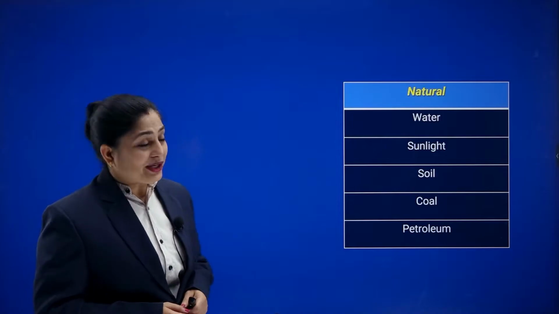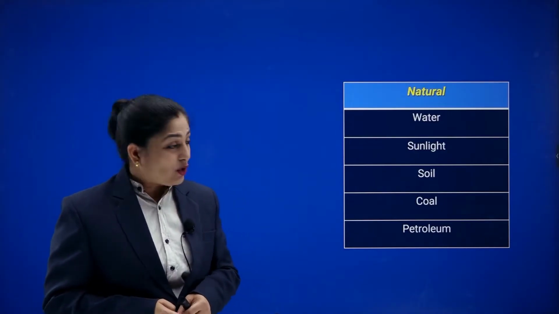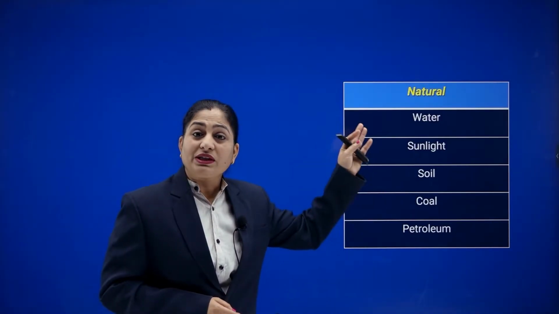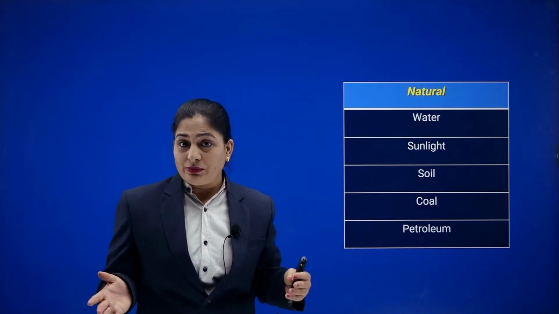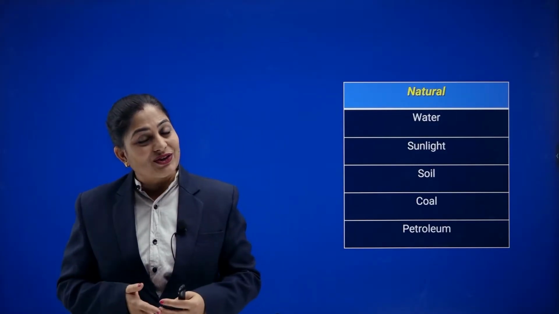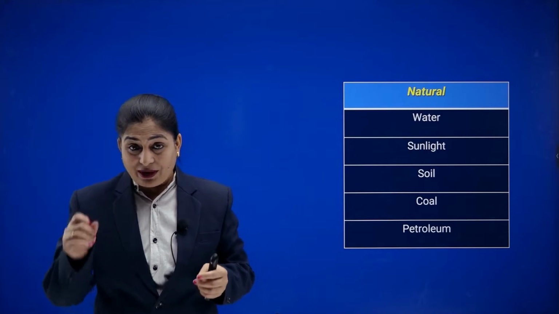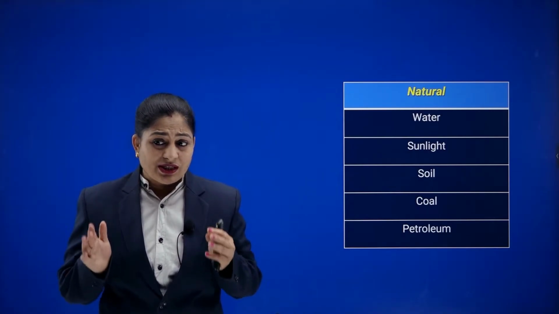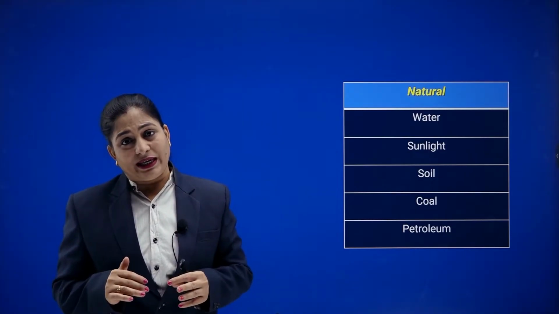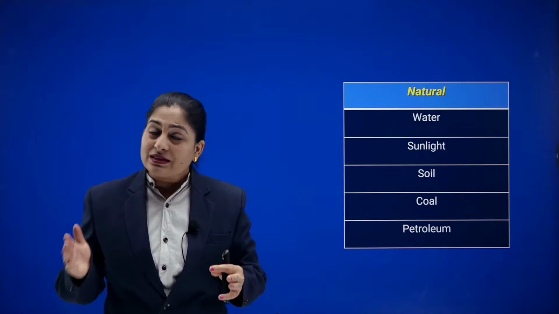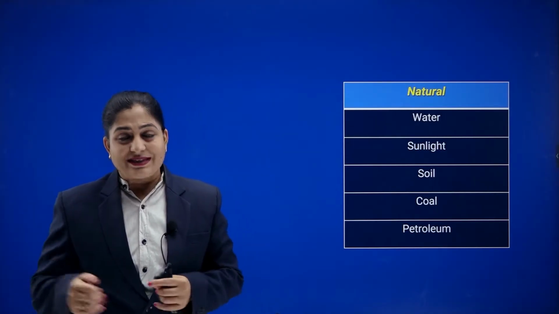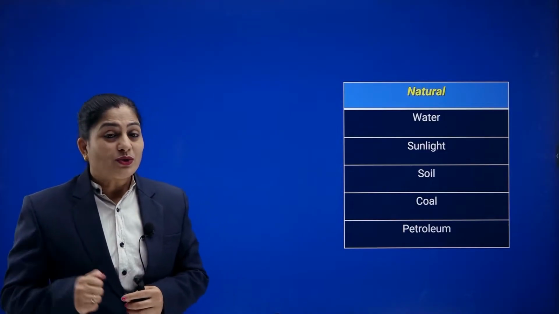So, if we try to find out certain substances, we observe that there are certain materials which are natural. Natural means they are found in nature. So one material, one substance which is present in nature, we call as natural. And what are those substances?